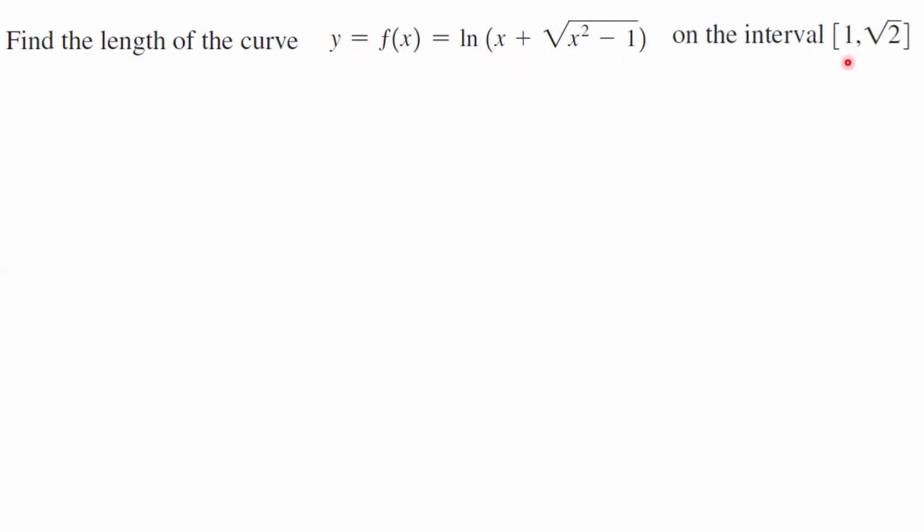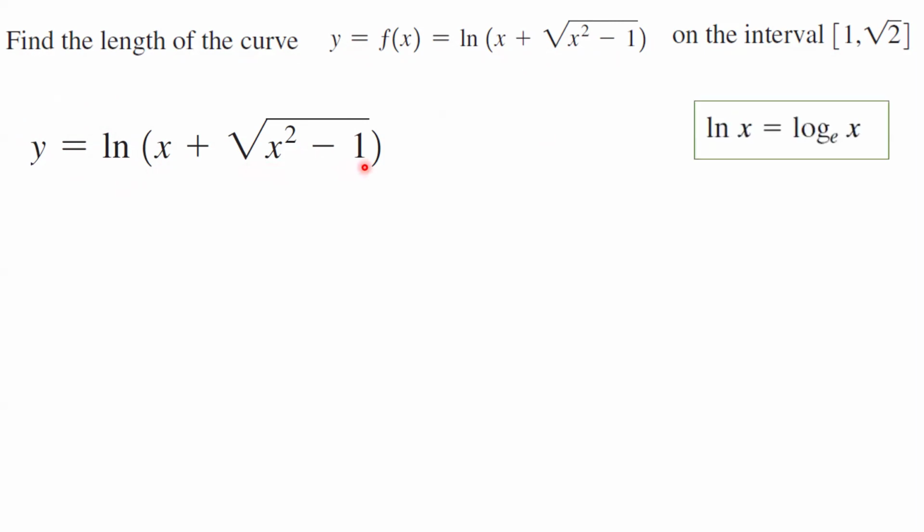Find the length of the curve y equals f of x, which is ln of x plus square root of x squared minus 1, on the interval 1 to square root of 2. So, as you know, y is equal to a logarithmic function, log of x plus square root of x squared minus 1 with base e. Remember the definition of ln of x. ln of x is log with base e of x.